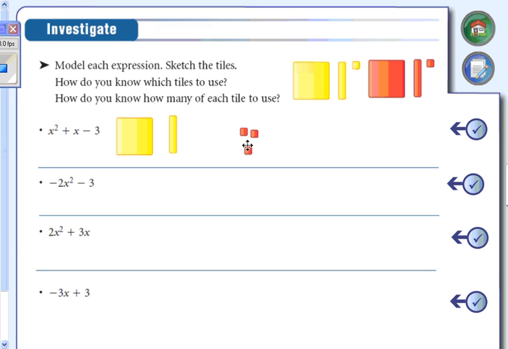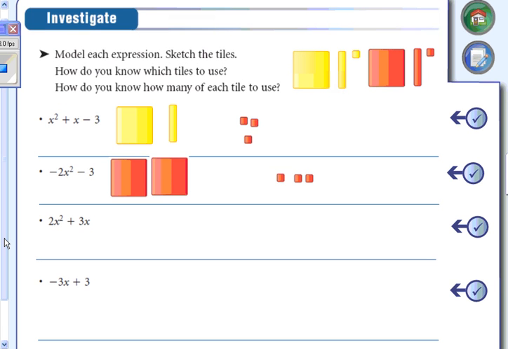All right, let's try the next one. How do I do a negative 2x squared? X squareds are the big squares, because they're x by x, so I'm going to have to use the red tile here. So 2 of those, 1, 2, and then 3 negatives. Notice I don't have any x's in this case. I just have x squareds and a minus 3. Negative 2x squared and a minus 3.